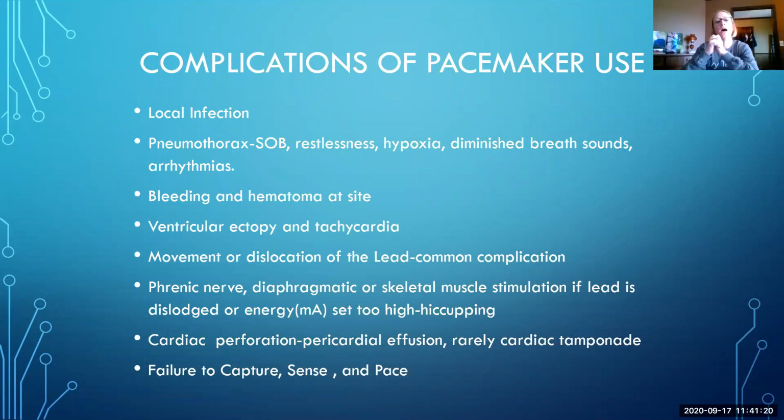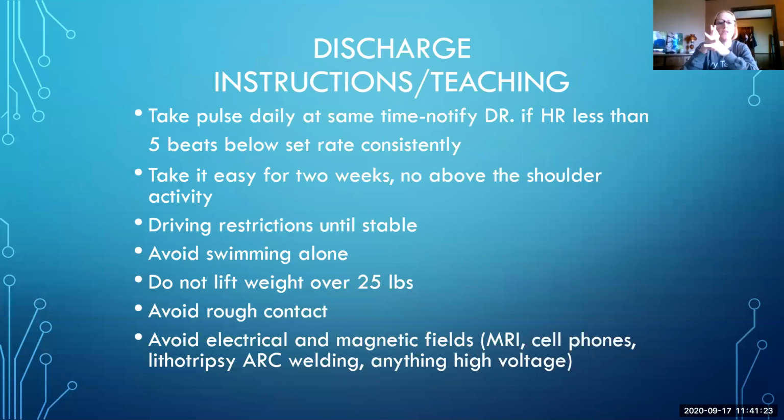Discharge instructions, you're going to instruct your patient to take their heart rate daily. And if it is at least 5 beats below or 5 beats above their set rate consistently, they need to notify the doctor. So if their pacemaker is set for a rate of 60 to 100 and they're consistently, even a couple days in a row, or they check it in the morning and at night and then the next day, if it's consistently 5 beats below or 5 beats above their set rate, they should be notifying them, because something's not quite right as far as their settings go.